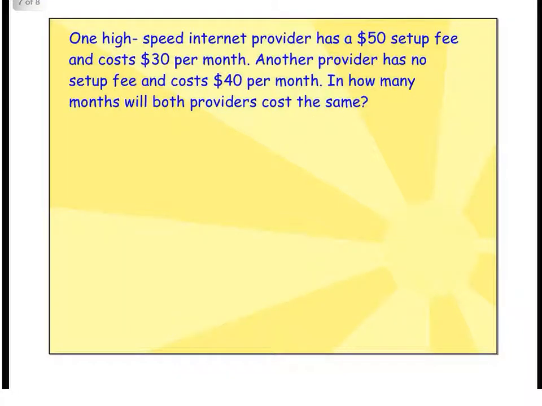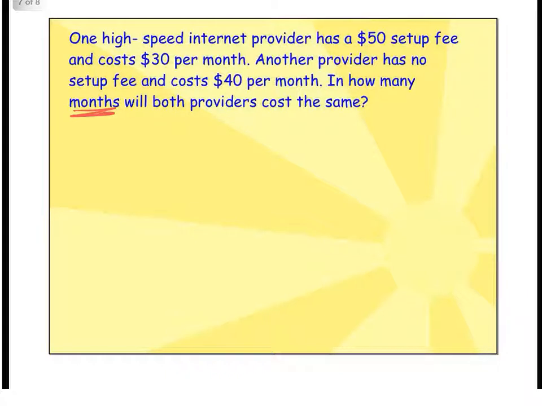And again, we're going to do a word problem because you'll have some of these in your homework. So it says one high-speed internet provider has a $50 setup fee and costs $30 per month. Another provider has no setup fee and costs $40 per month. In how many months will both providers cost the same? So in this case, we only have to have one answer. It's not going to be an ordered pair because they're only asking about the number of months.